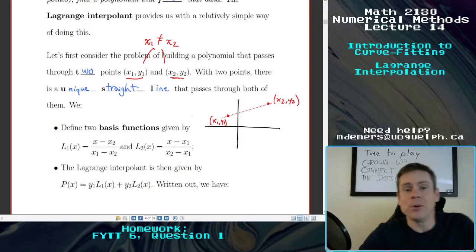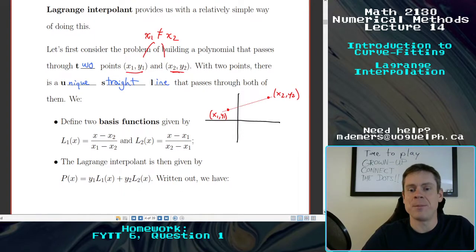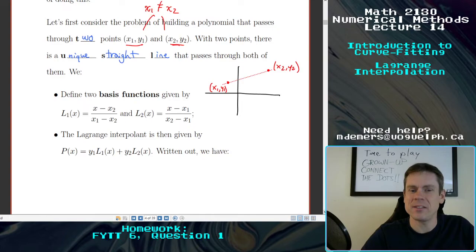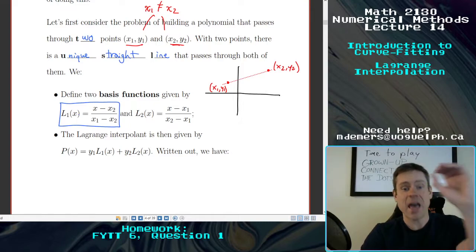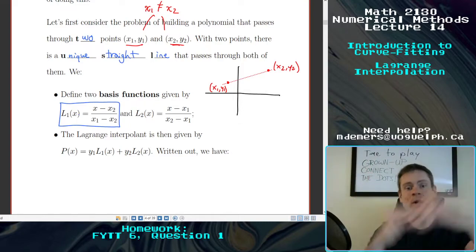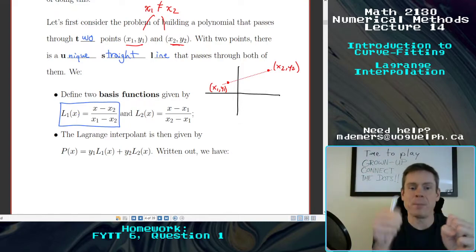So what we're going to do is a simple idea, but it's very particular. Okay, we're first going to define 2 basis functions. And those basis functions are going to be given by the following. So we're going to call them L1 and L2. L for Lagrange. And we have L1 of x equals. Here's how it works. Take x, subtract x2, and in the bottom, put x1 minus x2.